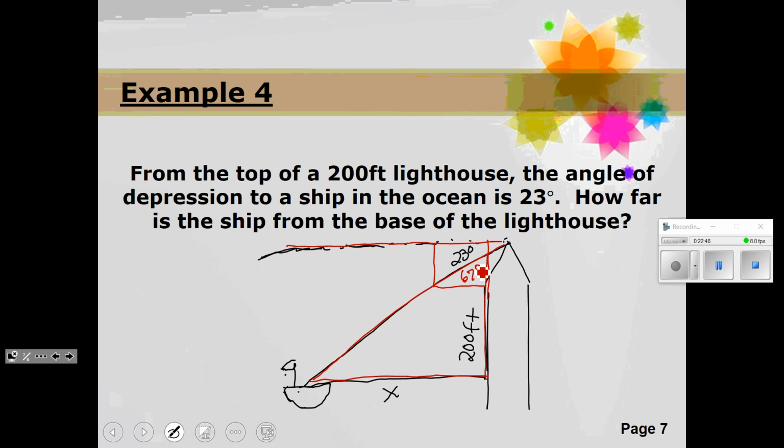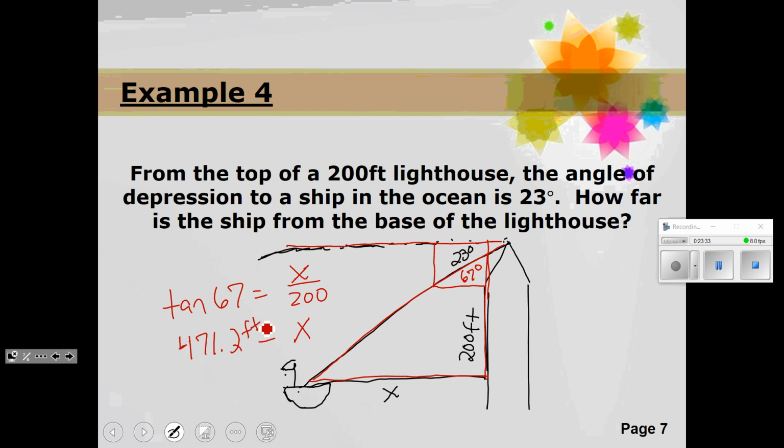So now, what's the relationship of 67 to x? Opposite. What's the relationship of 200 to 67? So which one will it be? Opposite and adjacent? Tangent. Tangent of 67 is going to be equal to x over 200. Opposite over adjacent. So when I multiply by 200 on both sides, what do you get? 471.2. Okay. And that would be feet.